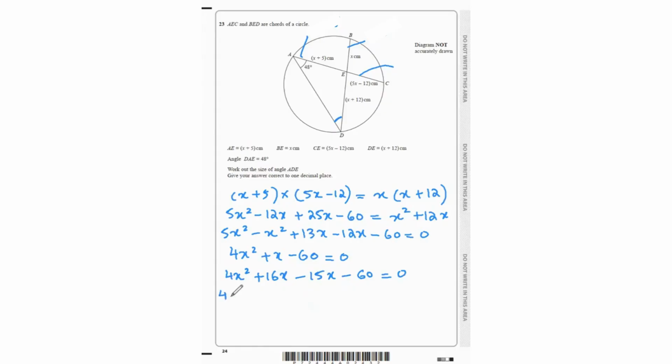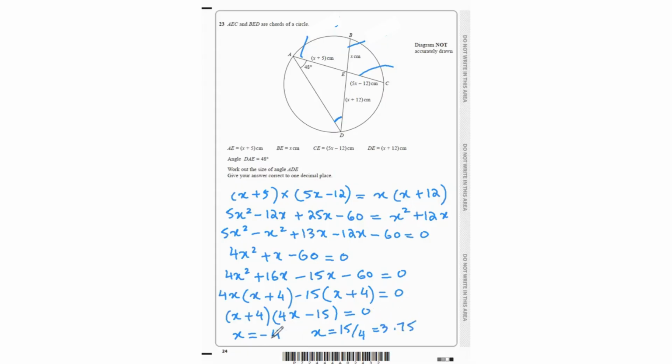So for the first two terms, we have 4x common, so x plus 4 over here. And the last two terms, we have negative 15 common. So that's x plus 4 again over here. So x plus 4 is common between 4x minus 15. So one value of x is negative 4 and the other is coming out as 15 divided by 4, which is equal to 3.75. Obviously, we can't take the negative value, so it's going to be 3.75.